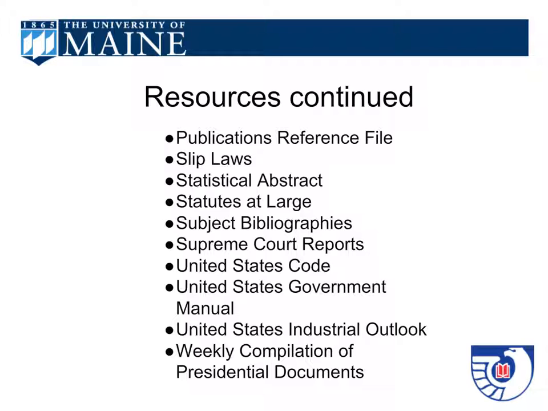Slip laws are the first way the public laws that the federal government creates are produced. The Supreme Court reports are the actual decisions of the Supreme Court, the cases that are tried before the Supreme Court. And then the United States Code is all of the federal laws of the United States, put together and grouped by subject matter within the United States.